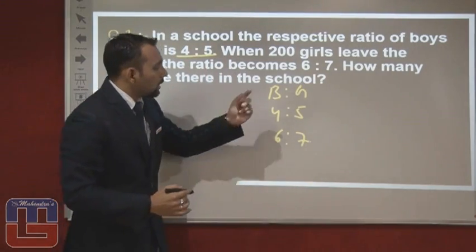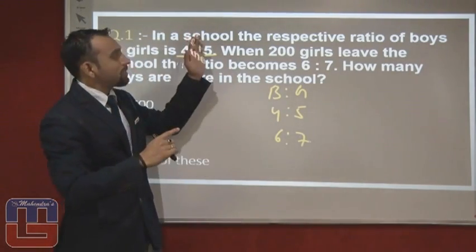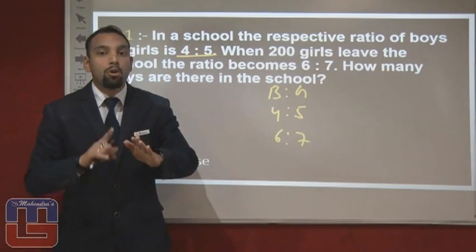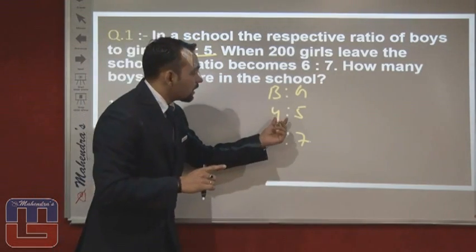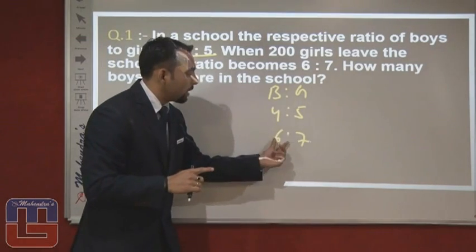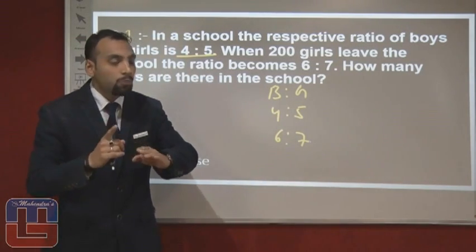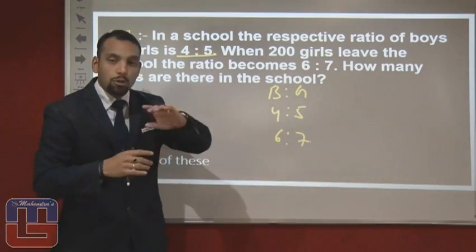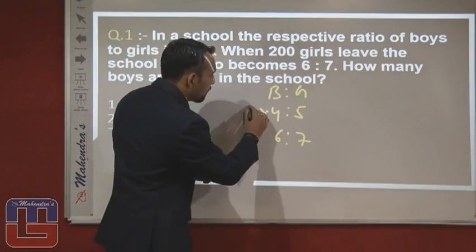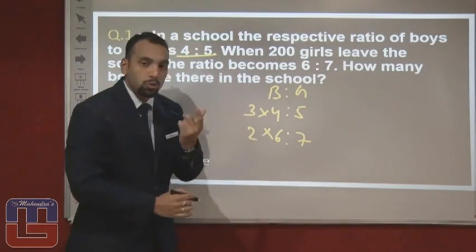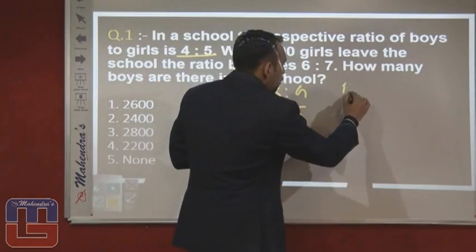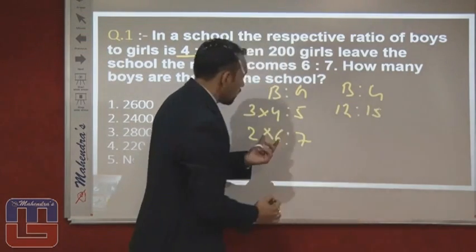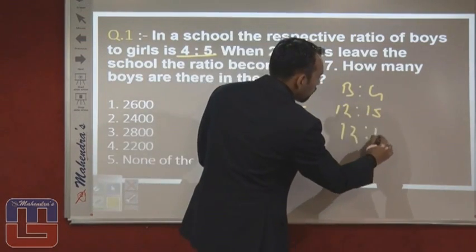Now see, the number of boys in the first condition and in the second condition will be the same, because girls are leaving the school, boys are not. So in this condition, the ratio of boys is 4 and the ratio of boys is 6. So what we will do? We will equalize the ratio of the boys, by multiplying by 3 and by 2. Now you can see the boys and girls ratio will be 12:15, and here the ratio will be 12:14.